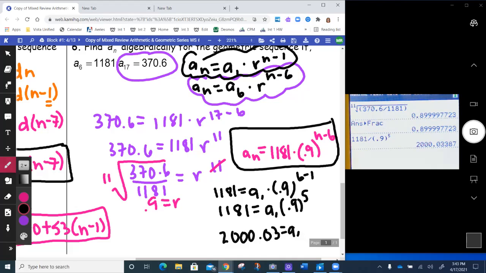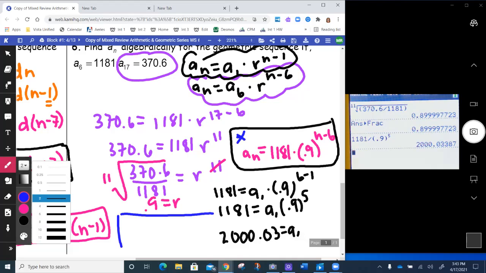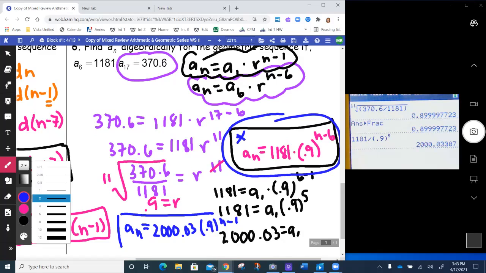So if I did not want to write it in the form I wrote it in over here, I could write it, and I'll put it in blue here. a sub n is equal to my first term, which is 2000.03, times 0.9 to the n minus 1. That is acceptable if you want, but you could leave it in the form up here. I'll recircle it, this one right here. So hopefully this kind of makes sense to you guys. If you prefer to do it the systems way, I can show you on Monday.